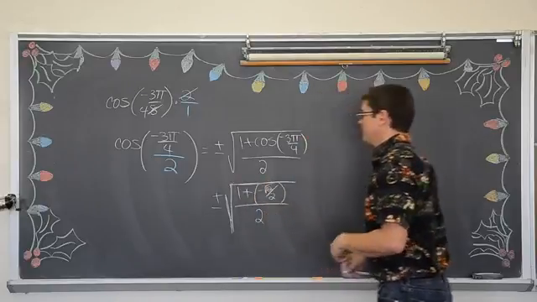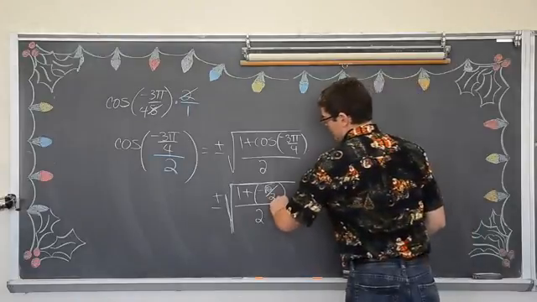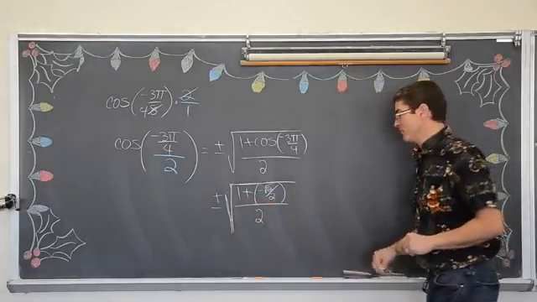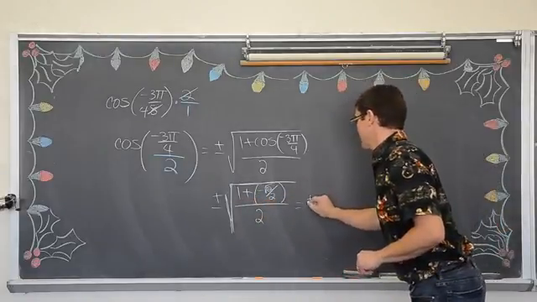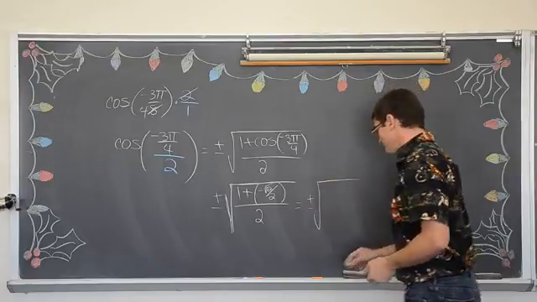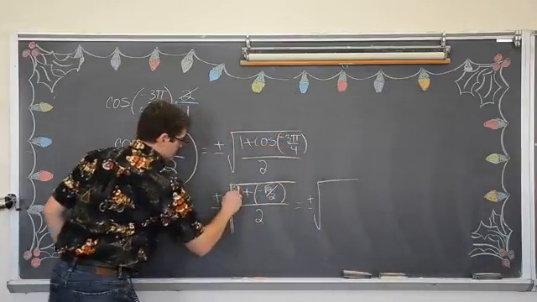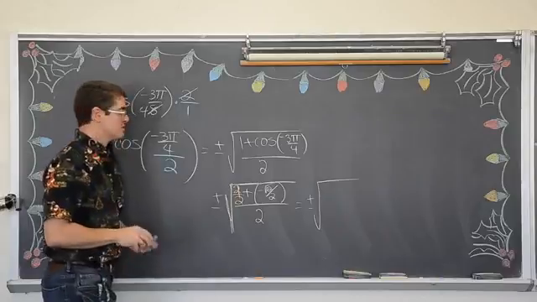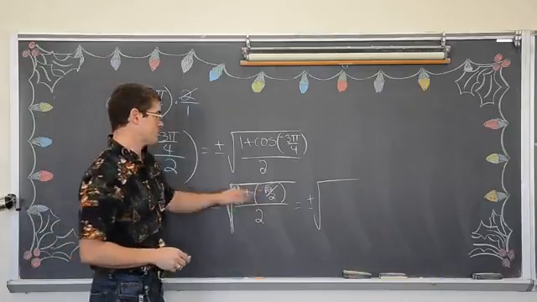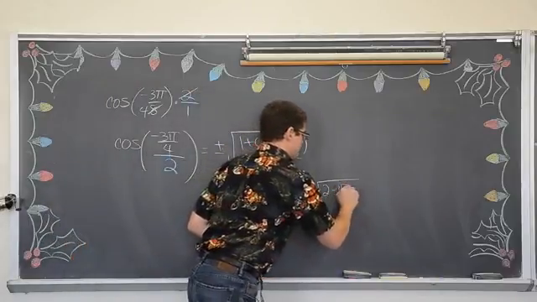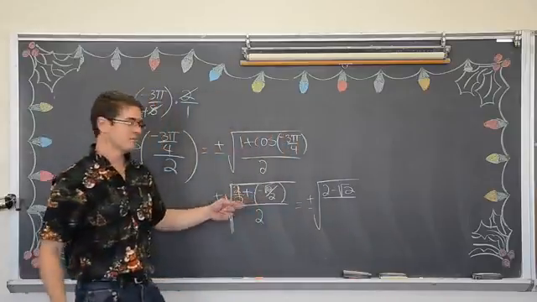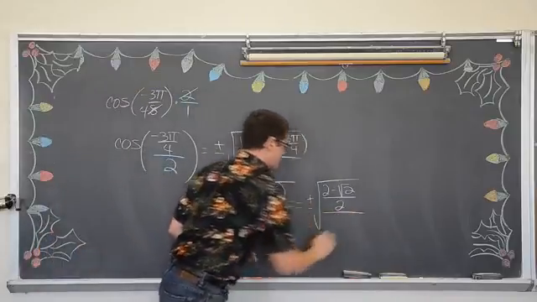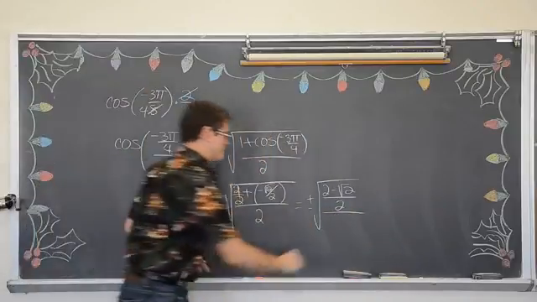over 2. So I'm going to find a common denominator for the top two fractions, which is going to be plus or minus the square root. This 1 is going to become 2 over 2. So it's going to be 2 minus square root of 2 over my common denominator of 2. That's all over a denominator of 2.